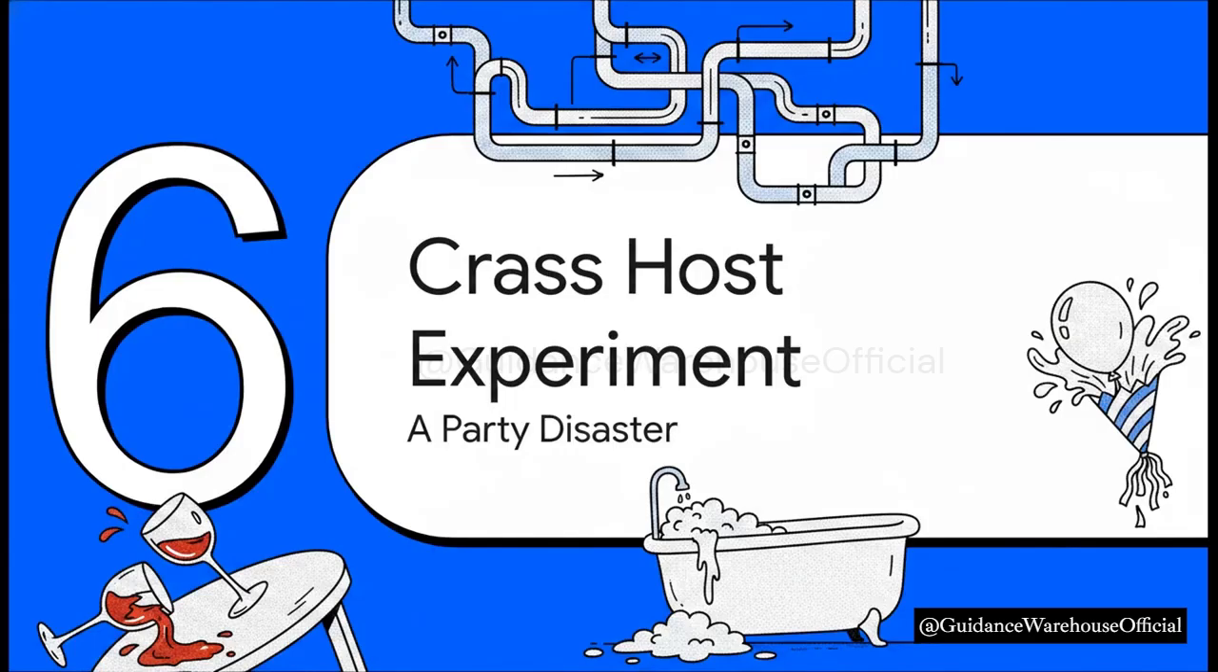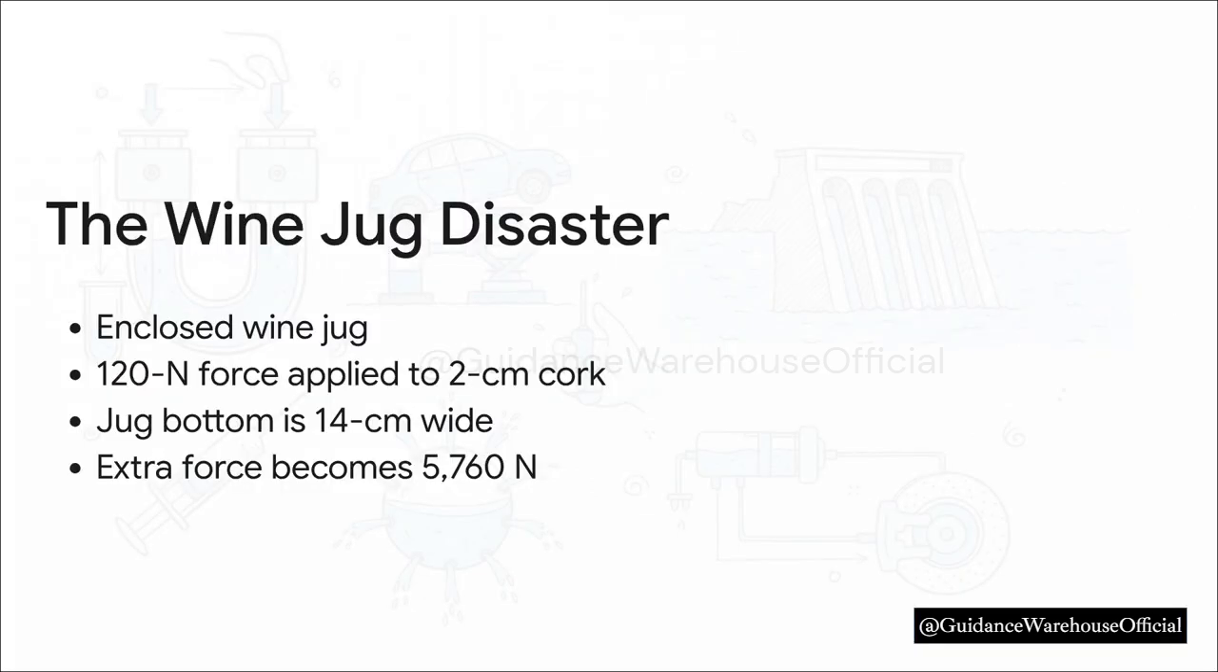Section 6, the crass host experiment. Let's put this whole concept to the test with one more totally practical, real-life scenario that shows exactly what happens when you underestimate the power of fluid mechanics. Picture this. You've got a host at a dinner party who decides to consolidate all the leftover wine by pouring the remnants of several bottles into one big jug. He fills the liquid all the way to the very brim, creating a perfectly enclosed fluid system.